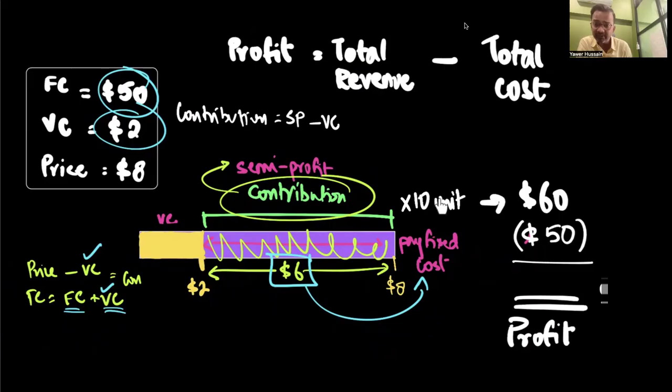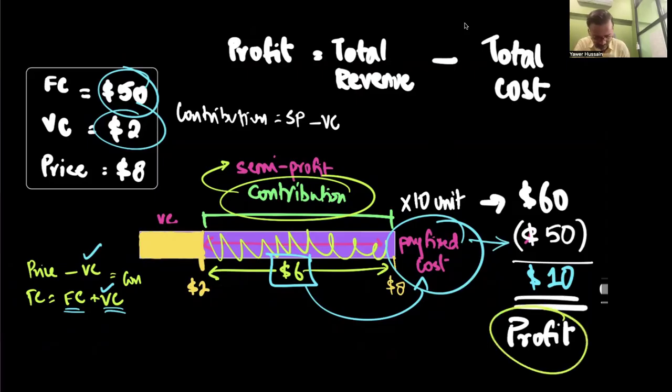What that means is that now, when you deduct your fixed cost of $50, remember this is just coming straight from there, you will end up with a profit of $10. So simply put, contribution is that amount of money that you set aside to pay your fixed costs, which will then guarantee that you are left with a nice little profit in the end.